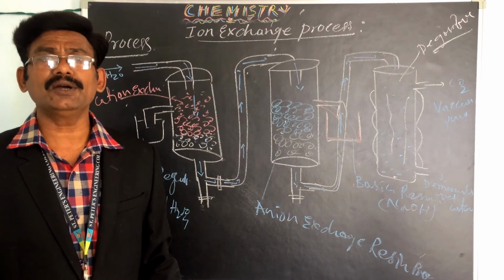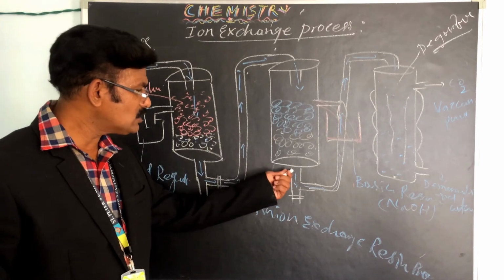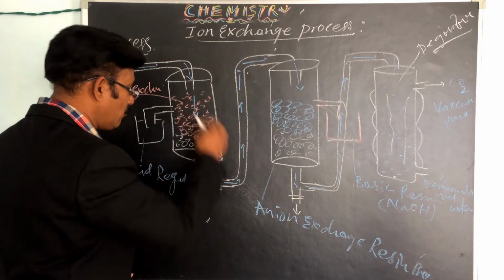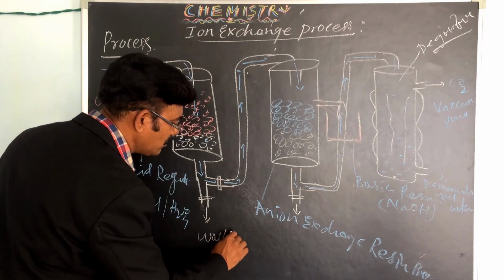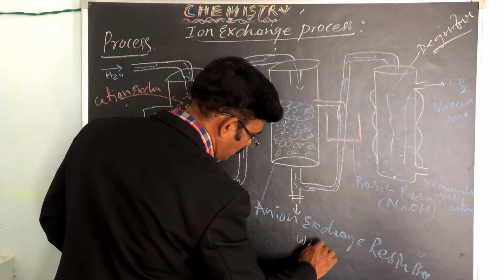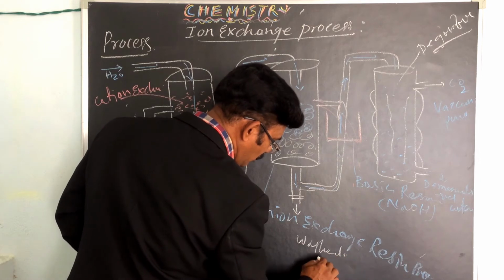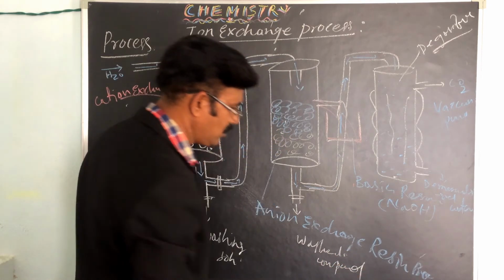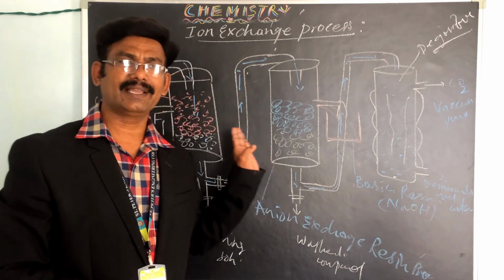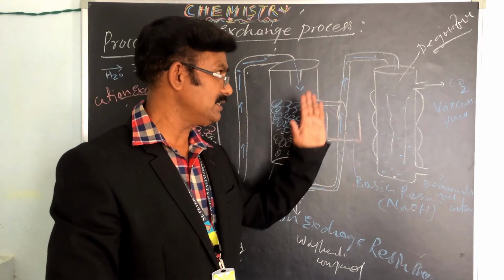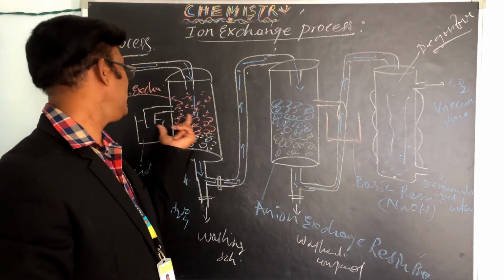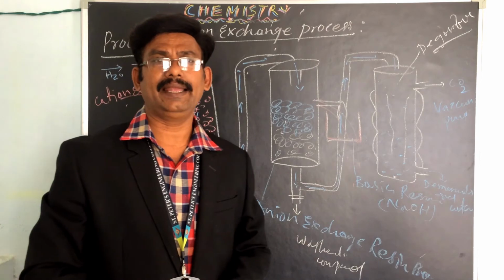And why are we using these two down here? Whenever regeneration takes place, you are washing with the washing solution. So this is about the diagram. Please draw it, it's very easy. Three cylinders: one is the cation exchange resin, the second is the anion exchange resin, and the degasifier. And these are the pipelines. Two tanks are there, connected to the cation exchange resin and anion exchange resin.